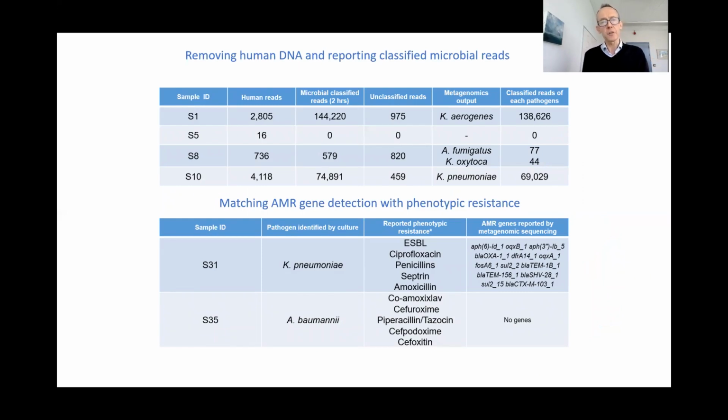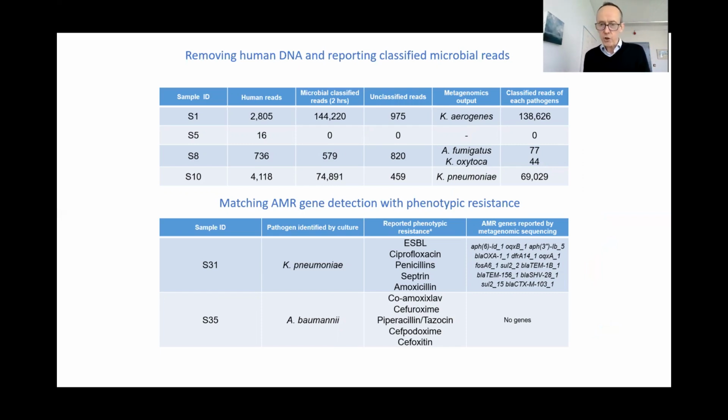So 4 samples on the top, remove the human DNA. These are the classified reads, and shows you between 1,000 and 100,000 classified reads. Very clear identification of the organisms, including here Aspergillus fumigatus, 77 reads in that sample.